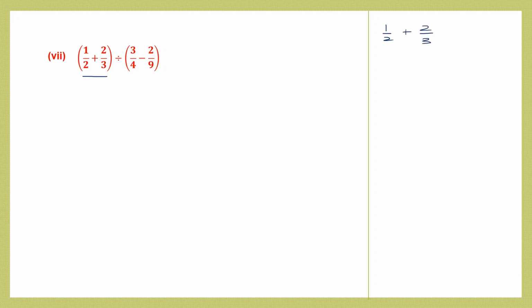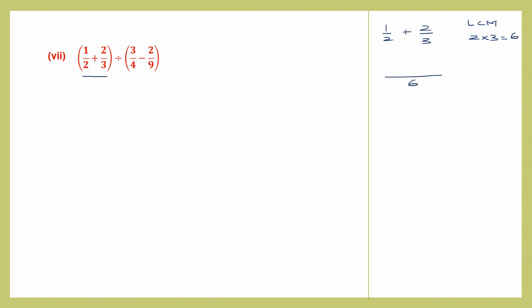So here we have to find the LCM of the denominators. If you look at the denominators, they are 2 and 3, both are prime numbers. The LCM of prime numbers is the product of those two numbers. So what is the LCM of 2 and 3? Product of 2 and 3. That means multiply 2 by 3, 6. So the LCM is 6.